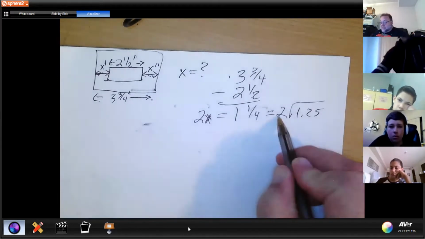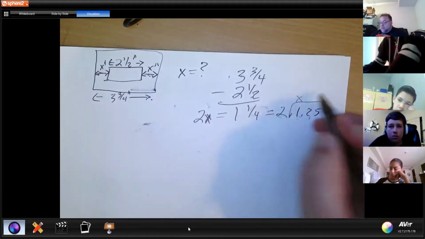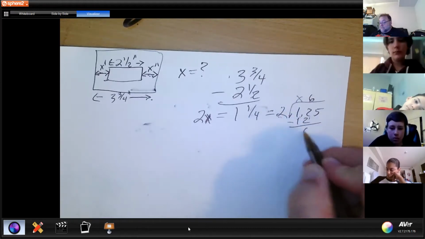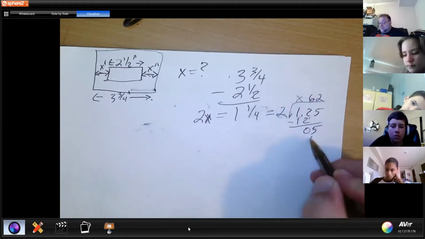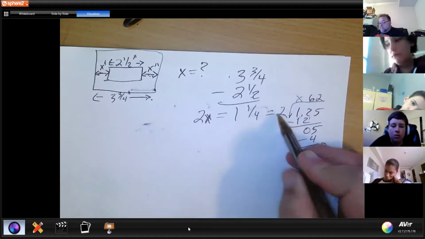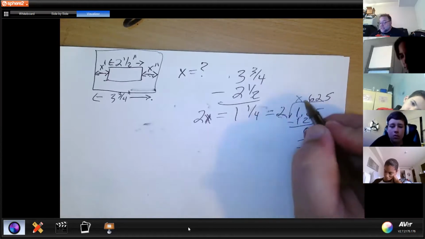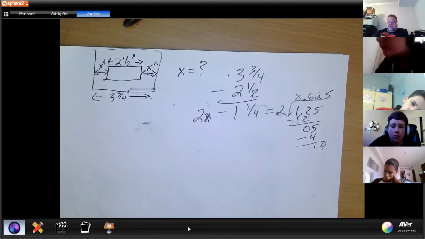So now I'm just going to divide. Does 2 go into 1? No. Does 2 go into 12? Yeah, it goes in 6 times for 12. 2 goes into 5 2 times for 4. And finally, 2 goes into 10 5 times. Here's my decimal point. So my answer is 0.625 inches.